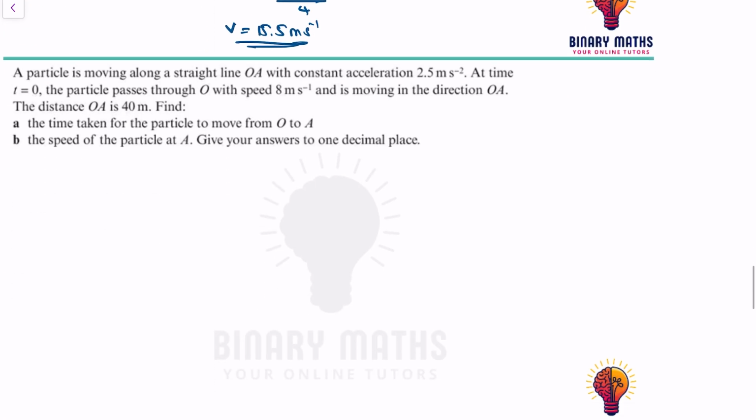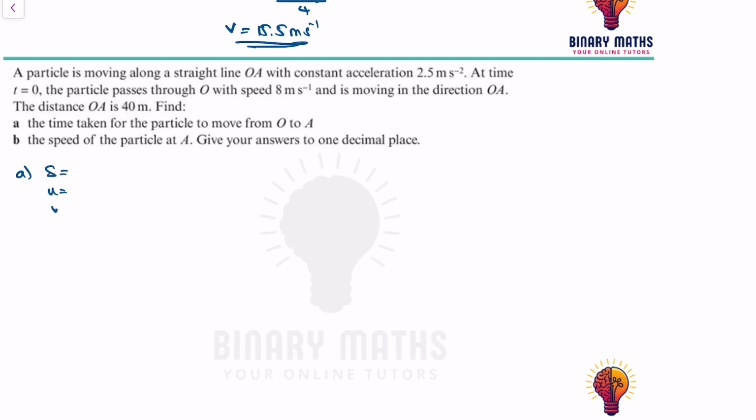A particle is moving along a straight line, O to A, with constant acceleration 2.5 meters per second squared. At time t equals 0, the particle passes through the origin with speed 8 meters per second and is moving in the direction of O to A. The distance O to A is 40 meters. Find A, the time taken for the particle to move from O to A.